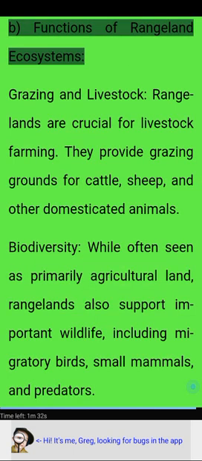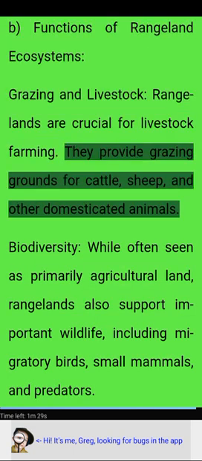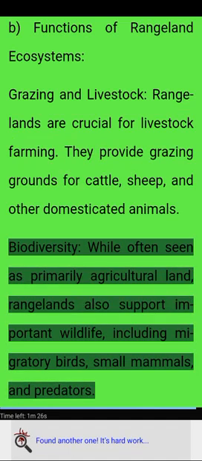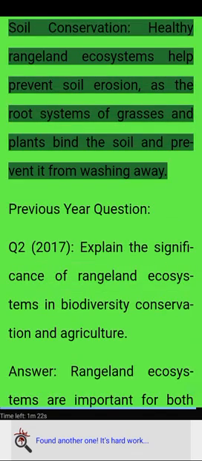Key functions of rangeland ecosystems. Grazing and livestock: Rangelands are crucial for livestock farming. They provide grazing grounds for cattle, sheep, and other domesticated animals. Biodiversity: While often seen as primarily agricultural land, rangelands also support important wildlife, including migratory birds, small mammals, and predators. Soil conservation: Healthy rangeland ecosystems help prevent soil erosion, as the root systems of grasses and plants bind the soil and prevent it from washing away.